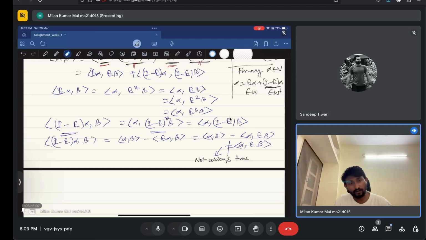Not equal to is also not always true. Equal to is also not always true. Because if alpha inner product beta is 0, then it will be equal. If not 0, then it will be not equal. So therefore this option is not correct.